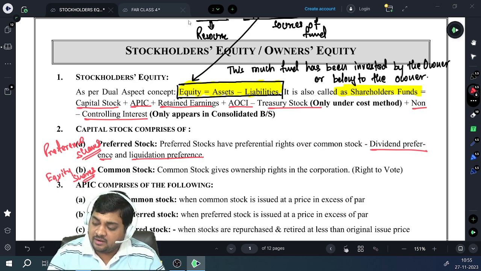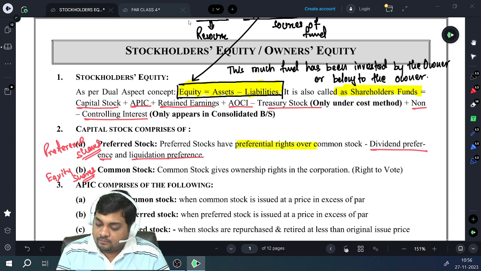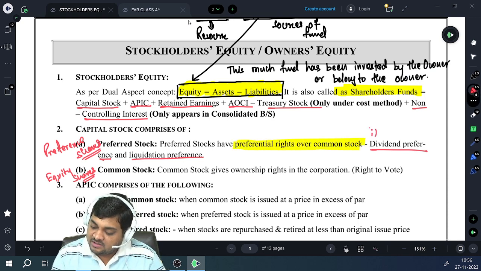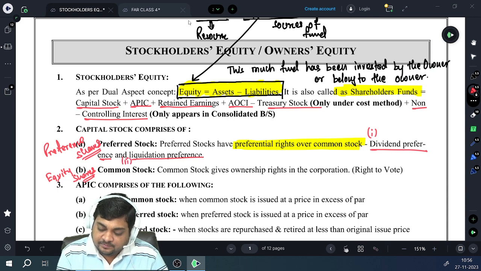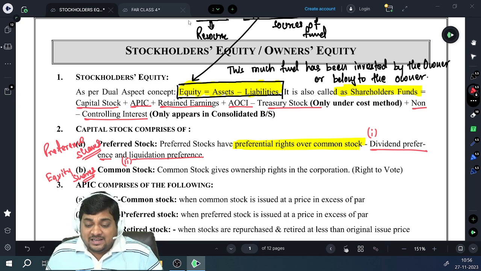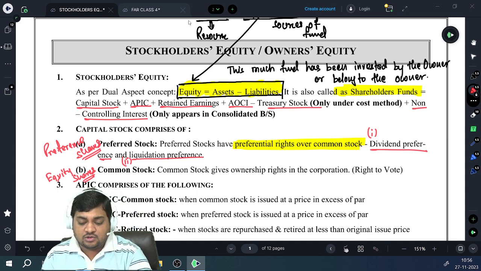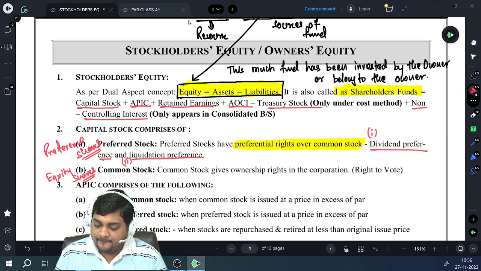This is very important. Number one is dividend, and number two is liquidation preference. Now, common stockholders are commonly known as equity shareholders. They also get ownership rights in the corporation, and they also get a right to vote. Preference, they don't have the right to vote, but common stockholders, they have the right to vote, right?